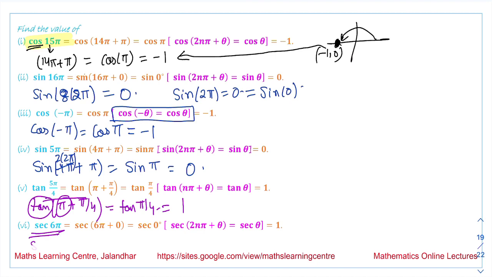Next is secant of 6 pi, so it is 3 into 2 pi plus 0, which is equal to secant of 0. It is not basically degrees we are saying, it is 0 radians, so the answer we obtain for this is equal to 1.